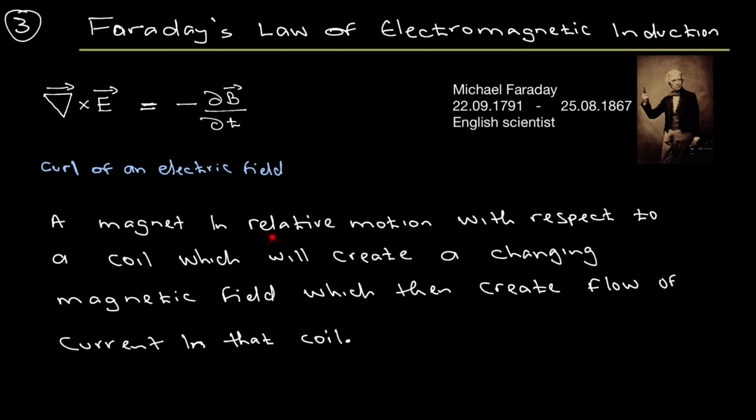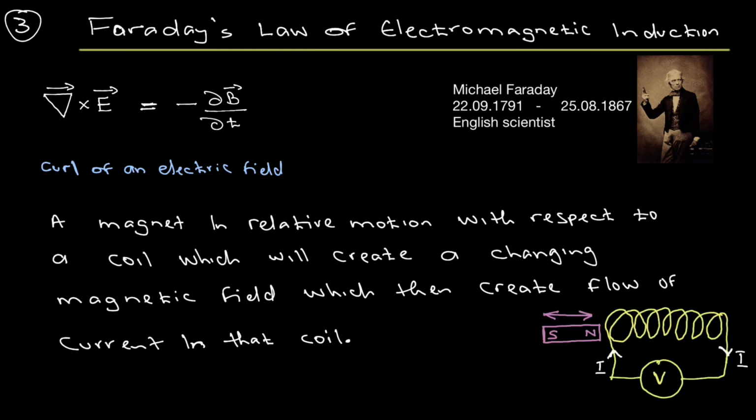A magnet in relative motion with respect to a coil will create a changing magnetic field, which then creates a flow of current in that coil. And here is the coil and the voltmeter to detect the voltage created, or you can use the ammeter to measure the current. By moving the magnet bar in and out, we create a change in magnetic field. And that's what this is saying. But don't forget, the change in magnetic field is being created to oppose what is causing it to change.